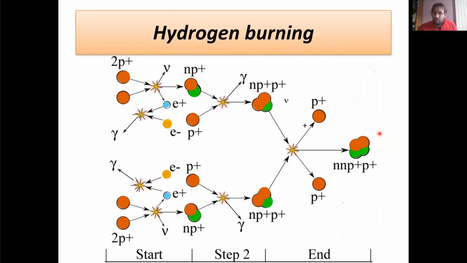So this is one of the major processes. I will show you a few others later, but this is the major process that goes on in our sun, in every star on the main sequence.